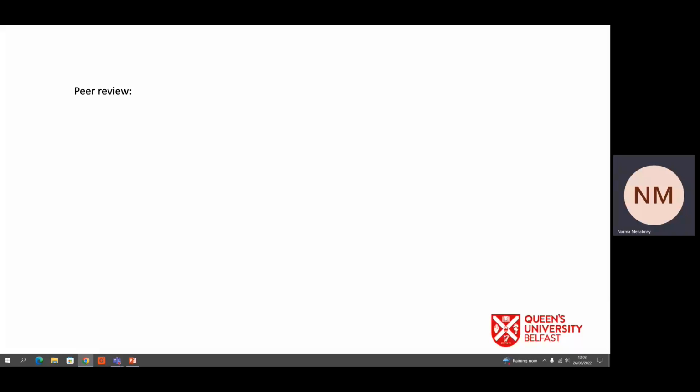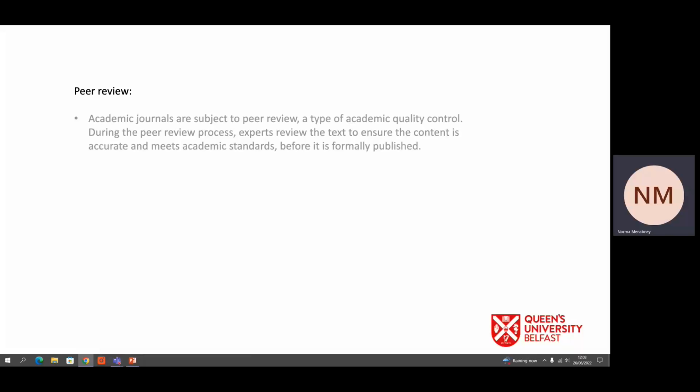Now, to get a context around the peer review, in other words, the good quality literature that we would be searching for when we look for material for systematic reviews, the understanding of peer review is that when academic journals are presented, or articles from academic journals are presented, it means that they have been subject to some scrutiny. It's a form of academic quality control.